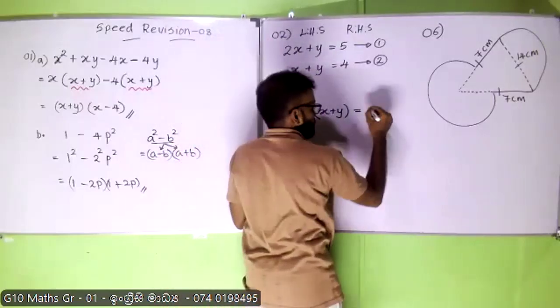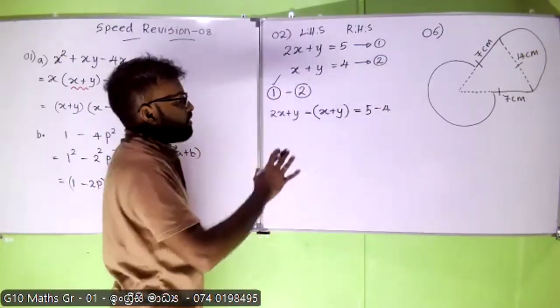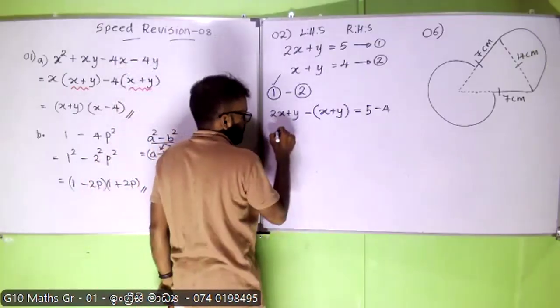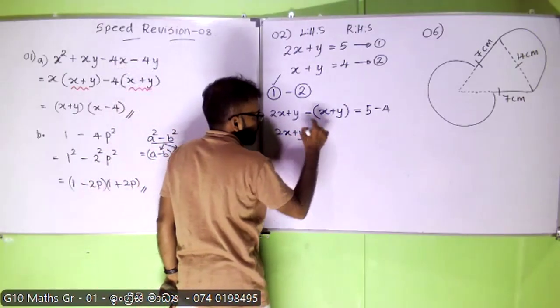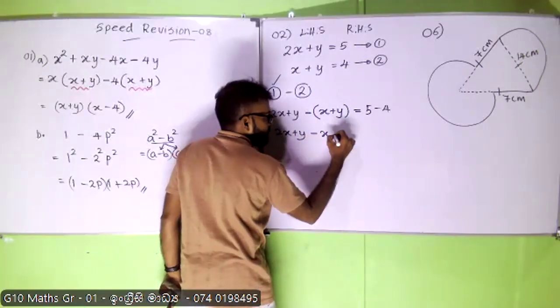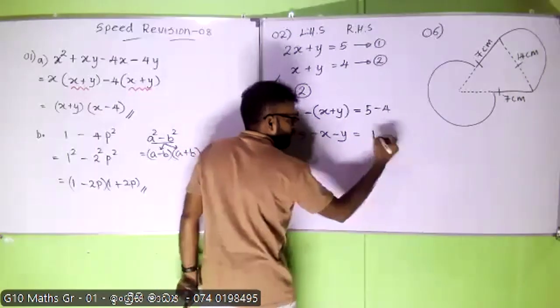5 minus 4. Done. Now 90% of this simultaneous equation thing is done. Now 2x plus y, I will do it fast. Negative into positive, negative x. Negative into positive, negative y. 5 minus 4, 1.